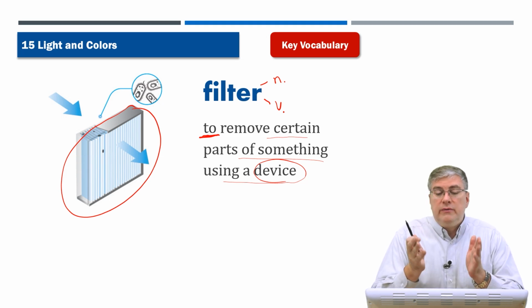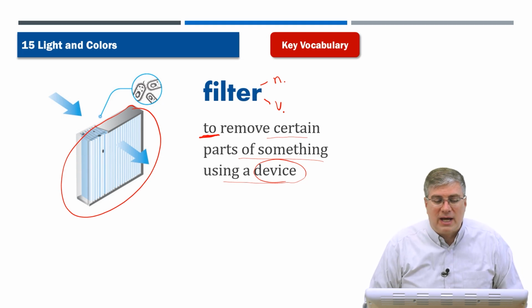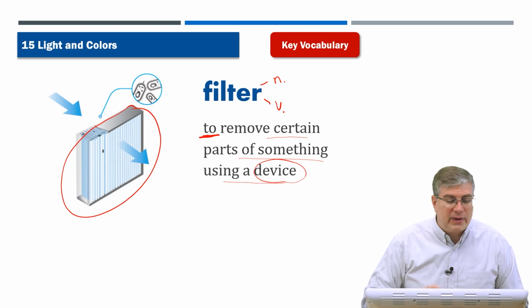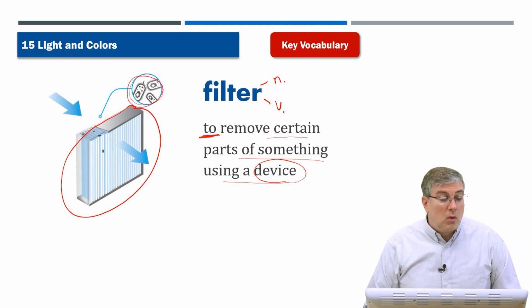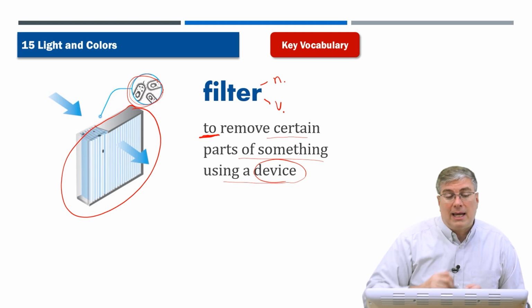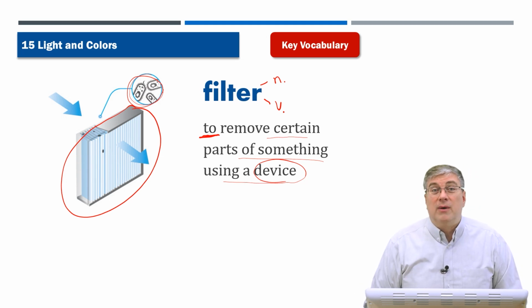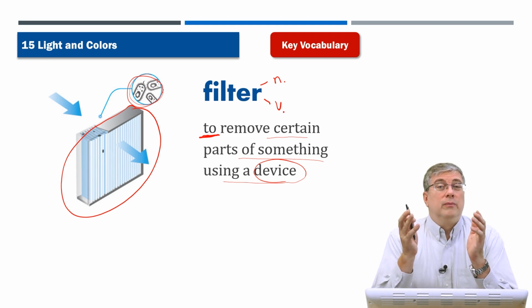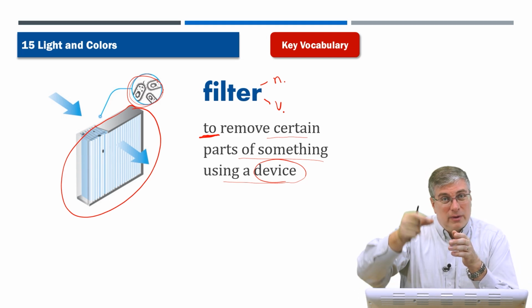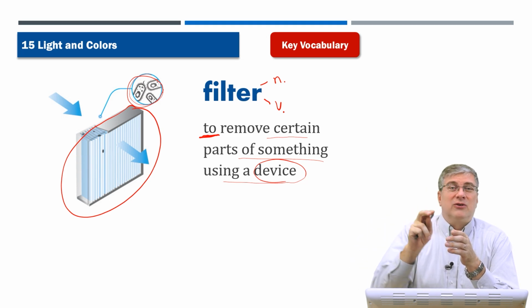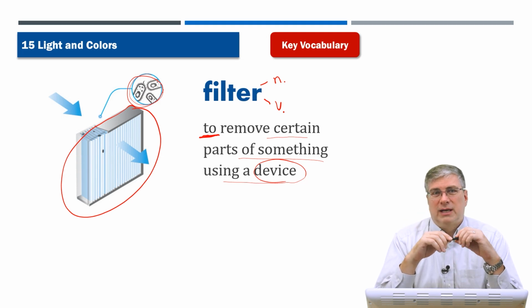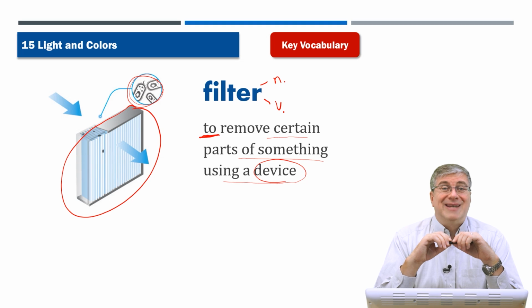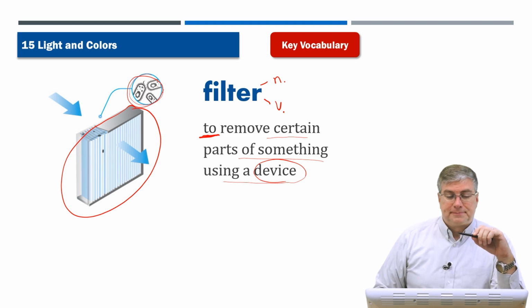So filter: remove certain parts of something using a device. And usually you want to remove harmful things. In this case, it looks like an air conditioning screen or something, and you're removing harmful bacteria from the air. Or it could be water flowing through there, and again, you're removing harmful bacteria from the water. A lot of homes might have a filtering device on the tap, maybe in your kitchen sink, to remove any harmful bacteria or elements that are in the water. You don't want to drink those things. So you have a filter on your tap in your home. Okay.